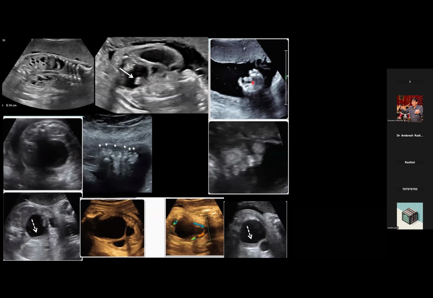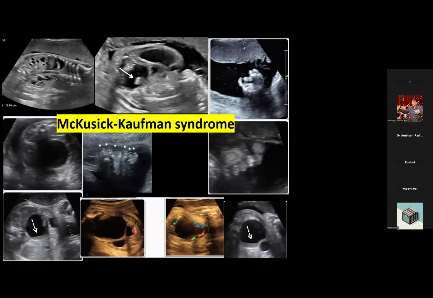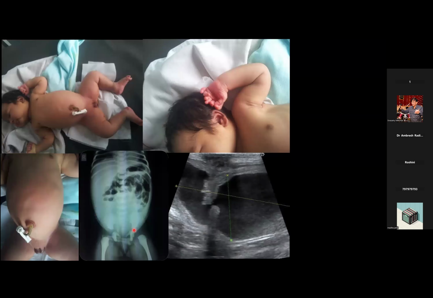There was polydactyly in upper limb and lower limb, and you can see internal echoes layering within the fluid-filled distended vagina. And this is the bladder, and these are the two hemivaginae. So this was McKusick-Kaufman syndrome.